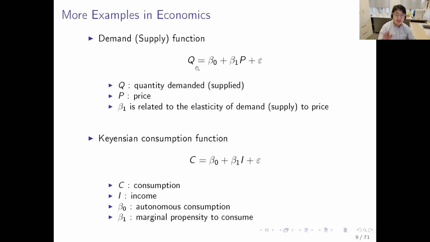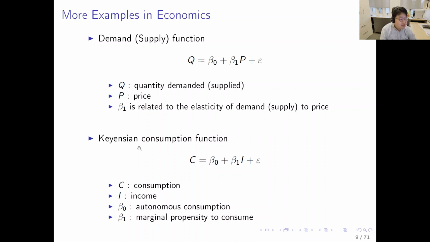So that's exactly the definition of elasticity, and it is very useful to find out the optimal monopoly price and optimal taxation and surplus, like consumer surplus and producer surplus. When you calculate those things, you need to estimate beta 1 first. So that is a pretty important parameter in microeconomics. Okay, and another example from macroeconomics.